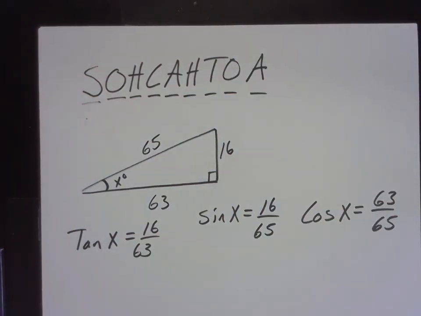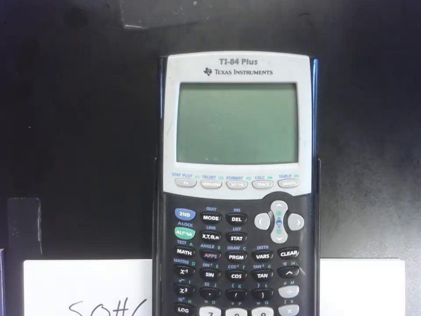But the question is now, how do we find the angle? So I want everyone, get out your calculator, divide 16 by 63. So I get the tangent of angle x equals 0.253, well, 0.2540 if I round it off to 4 decimals. Don't you agree? Okay. So there it is.